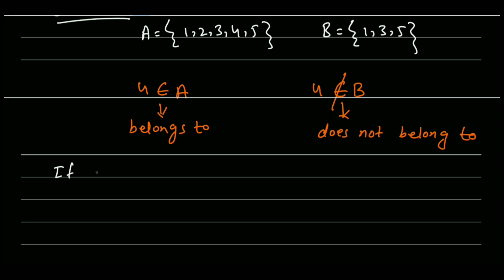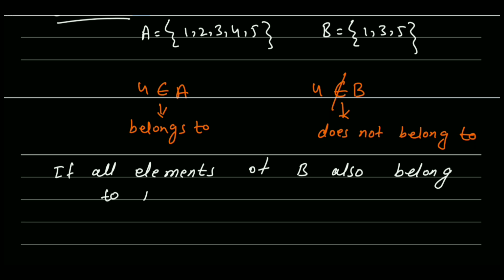So what is a subset? If all elements of B also belong to A, we can say that B is a subset of A, and we write it as B is a subset of A. So if all the elements of B are included in set A, if all the elements of B belong to set A as well, we can say that B is a subset of set A.